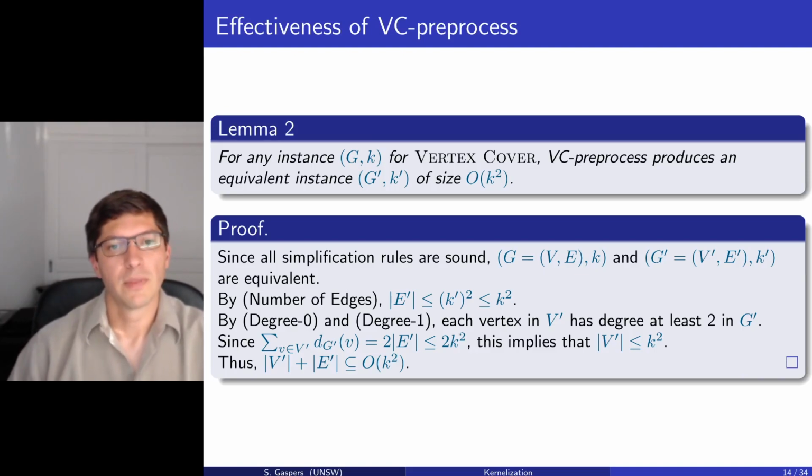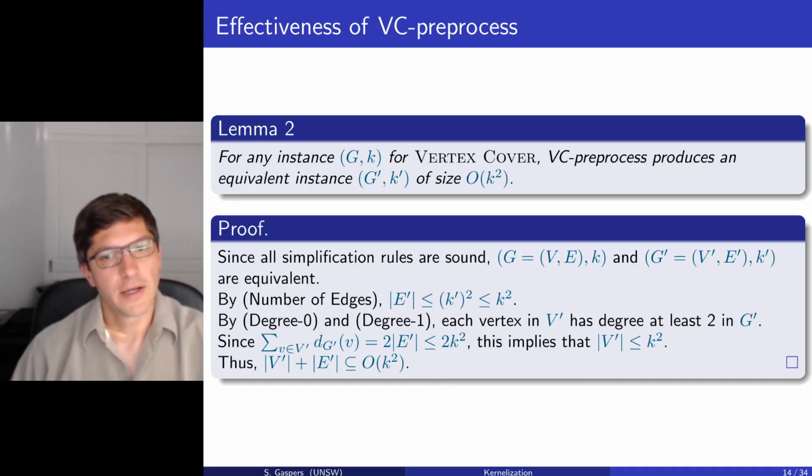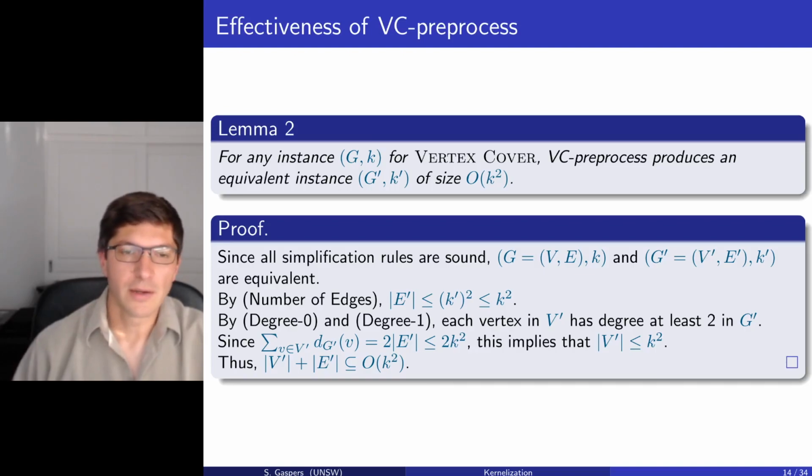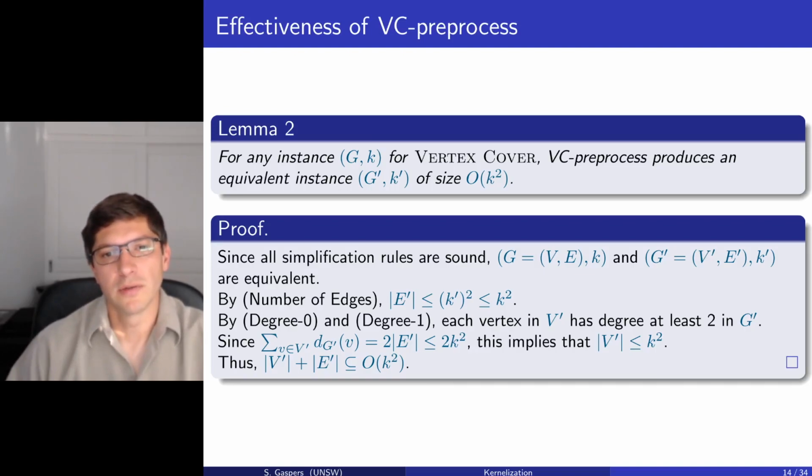So that's good. Now, because of the number of edges rule, we know that the size of E prime, so the number of edges of the output graph, is at most k prime squared. But also we can observe, if we go back to the simplification rules, that k prime never increases. We will never increase k prime. So k prime is at most k. So therefore the number of edges of the output is at most k squared.